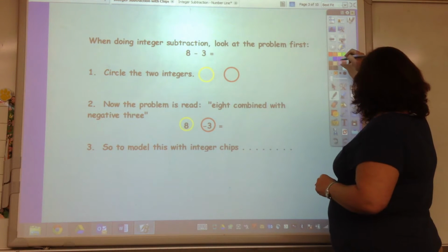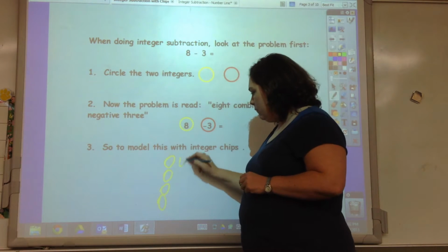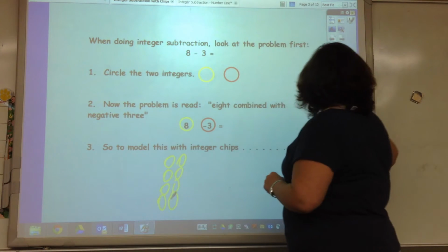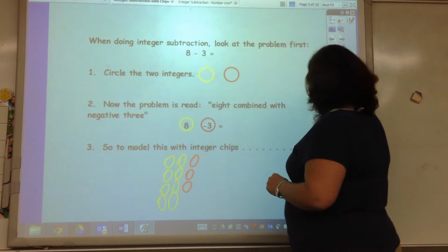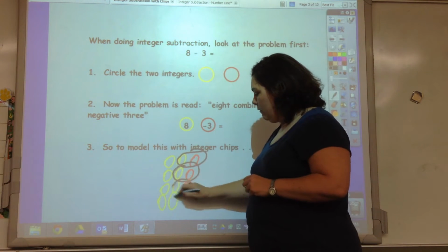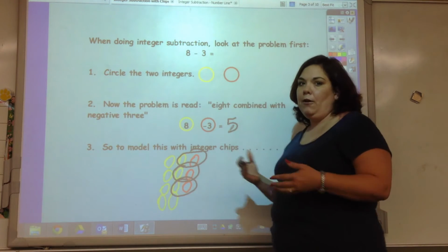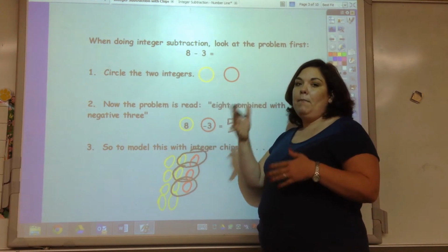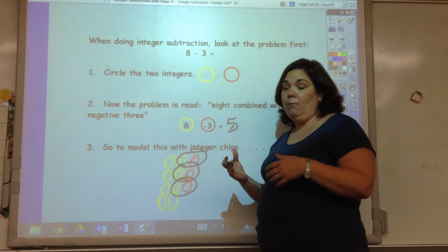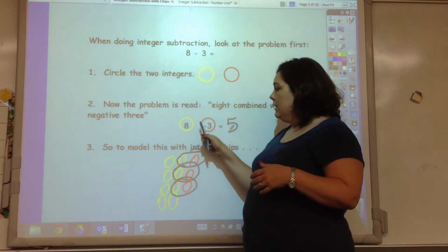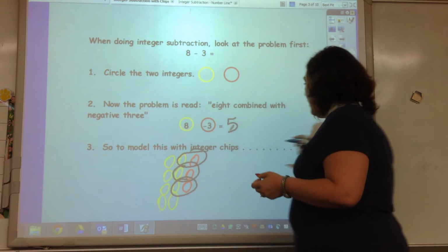So we model this with integer chips, 8 positive and 3 negative. And then we 0 pair, 0 pair, 0 pair, and we get 5 positive. So that equals 5. And of course we know, since elementary school, that 8 minus 3 is 5. But we're going to use this and the way that we do this to attack every problem that we do. So always look at circling your integers and knowing if they're positive or negative.